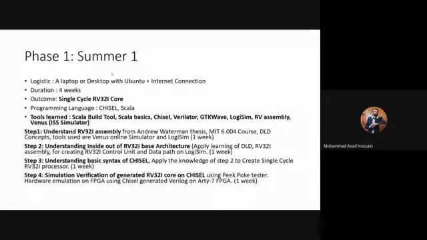That's week one. Then, understanding the inside out of the RV32I base architecture, you apply the knowledge and create the control unit and the data path in Logisim. Logisim is an open source tool in which you don't have to care about programming. It's just building blocks, and if you have to make a data path in which you have to put an ALU, you can drag the ALU block and modify it accordingly. So it's a drag and drop thing. Then understanding the basic syntax of Chisel, and once you have fully developed the understanding of RV32I in these two steps, then you will understand.